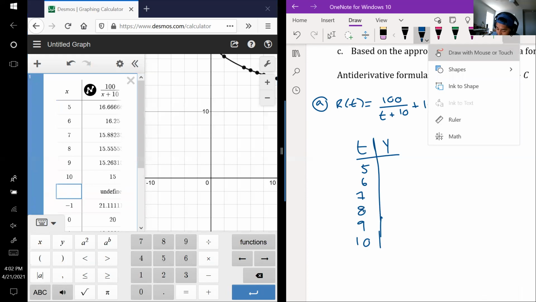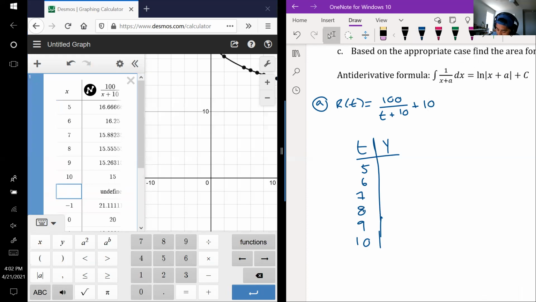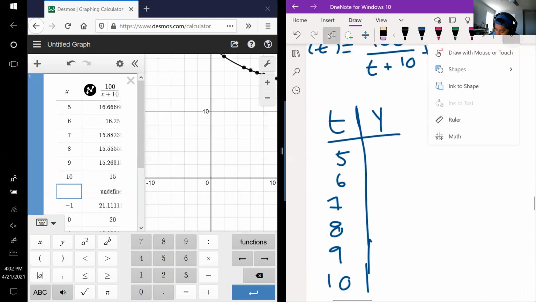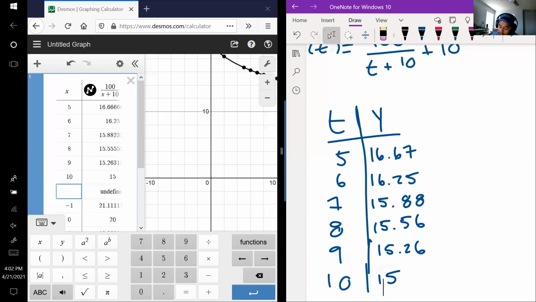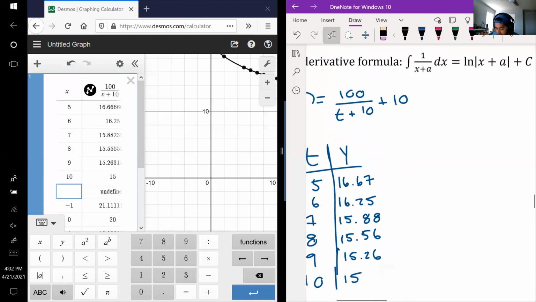All right. So at 5, we get 16.67, 6, 16.25, 7, 15.88, 8 is 15.56, 9 is 15.26, and 10 is just 15. Perfect. Okay. And there is our first function.